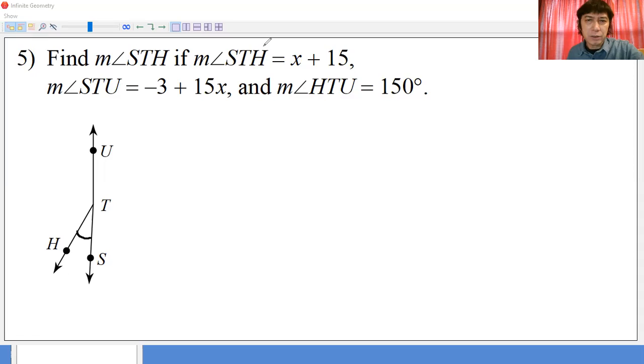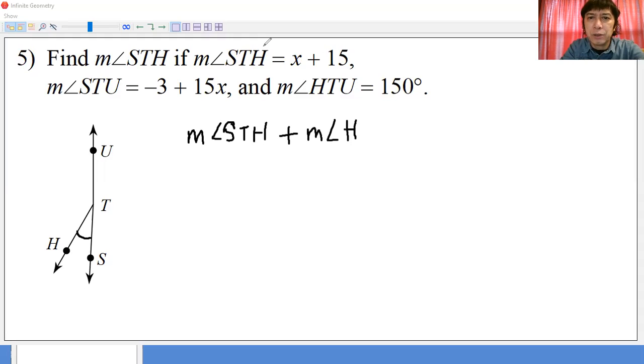The given is in algebraic expression. The measure of STH is equal to x plus 15, okay? And we can start writing down the measure of STH, okay? That's that tiny angle there. All right, added to the next angle, the larger one, which is HTU. Okay, let's set up the equation first.